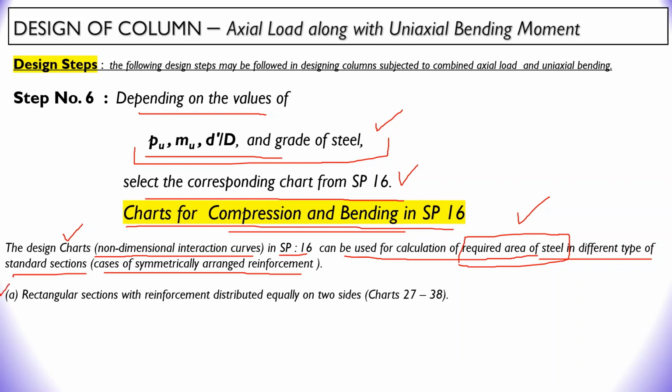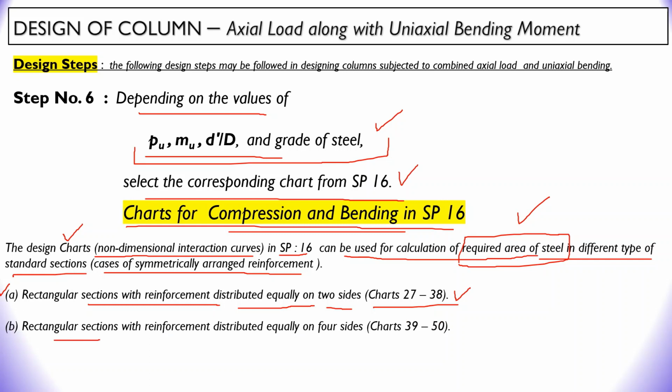First of all, if there is a rectangular section which you want to design, for a rectangular section with the reinforcement distributed equally on two sides, we can refer to chart number 27 to chart number 38. And for a rectangular section with the reinforcement distributed equally on four sides: chart number 27 to 38 are applicable when reinforcement is distributed equally on two sides, but chart number 39 to 50 can be used when we have to design a rectangular section with longitudinal reinforcement distributed equally on all four sides.